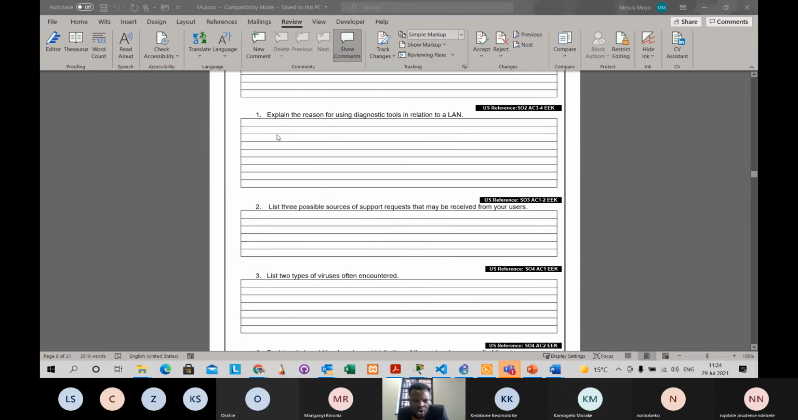All right, moving along from question number 5 to question number 6. It says, explain the reason for using diagnostic tools in relation to a LAN. So in your LAN network, why will you need a diagnostic tool?